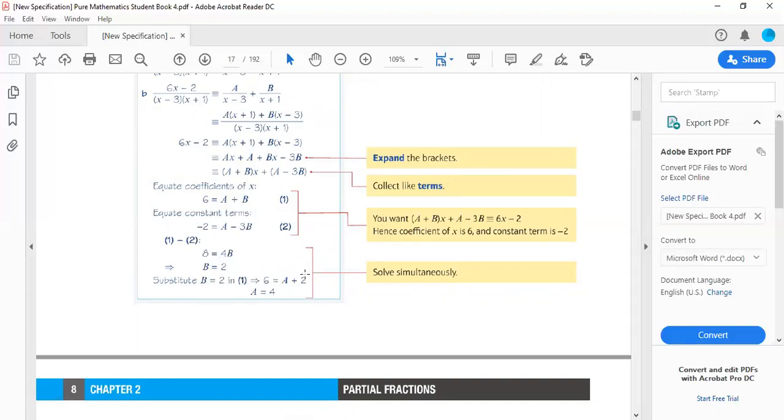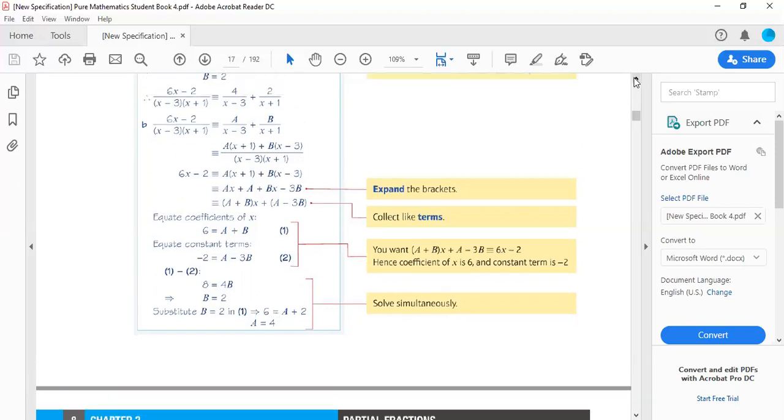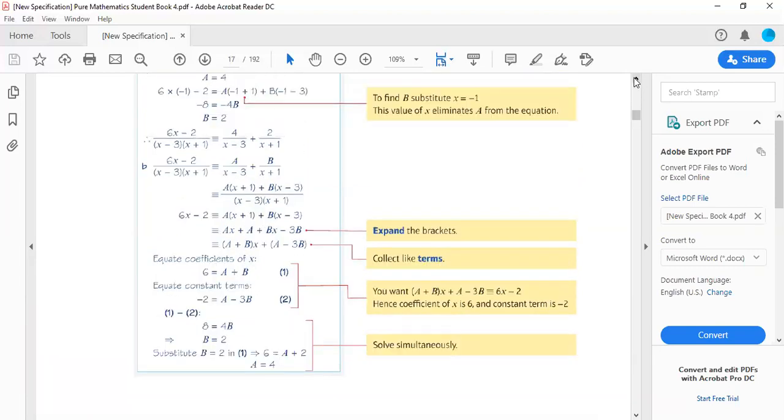Today we learned partial fractions with two distinct linear factors, using two methods.